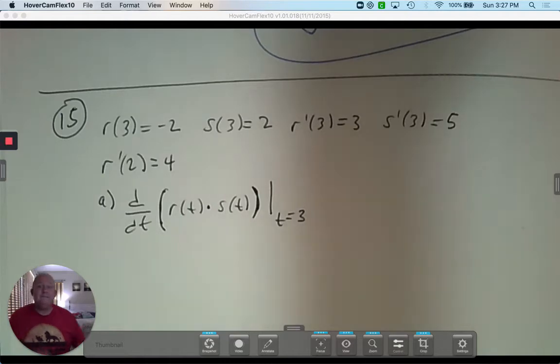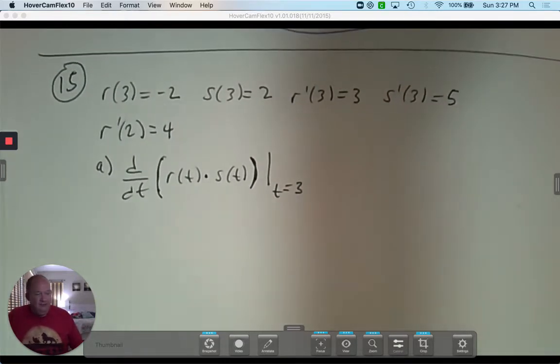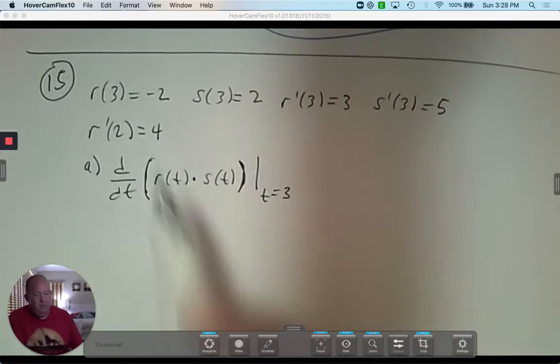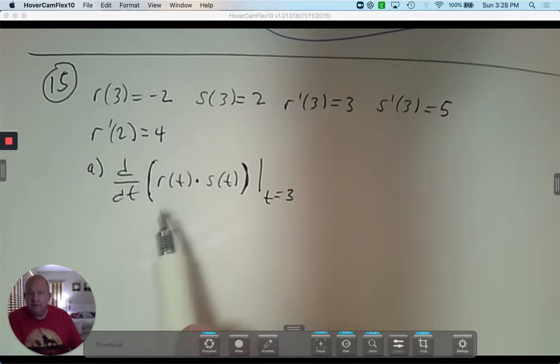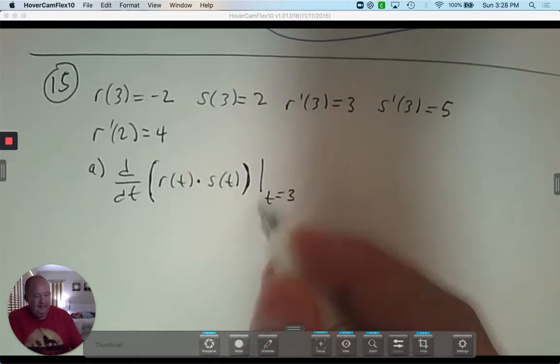Alright, I'm back. Number 15 of the review. Halfway there. So I already wrote down the question. And with the information given, can you do these two things? So the first thing you're asked to do is the product rule at t equals 3.